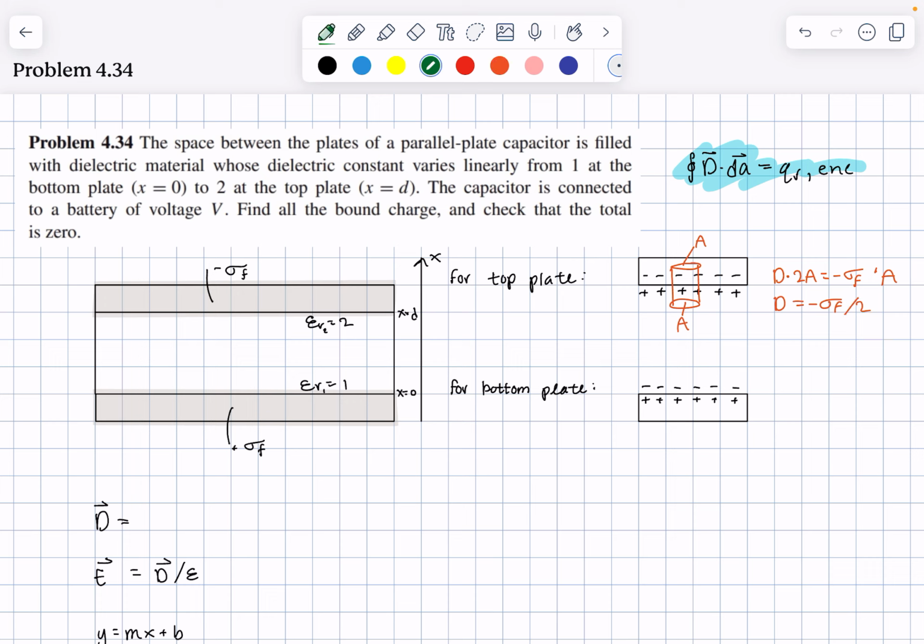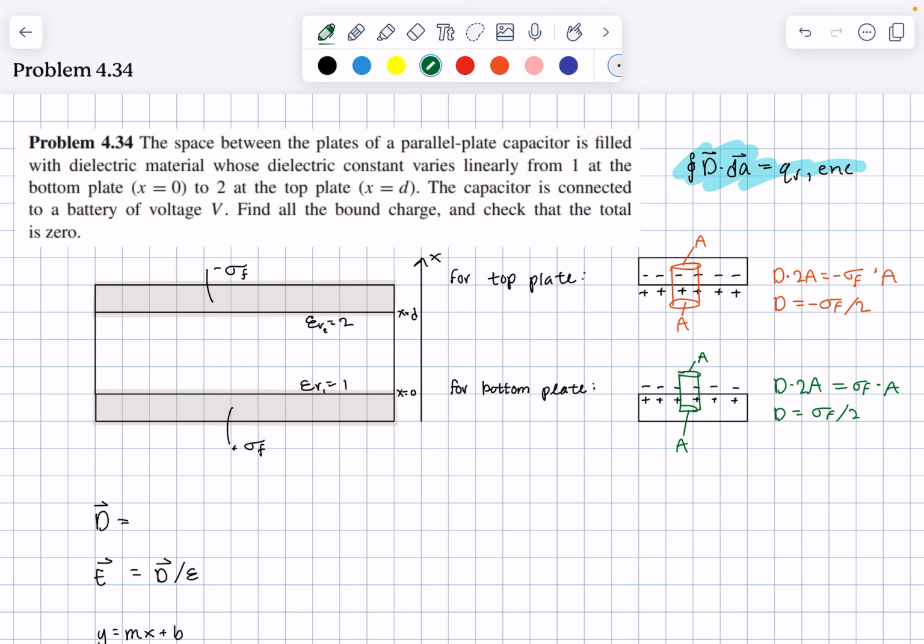Similarly for the bottom plate, we'll do another closed surface with A on top and A on bottom. So then D times 2A is going to be equal to now positive free charge density times A. So then D will be equal to positive free charge density divided by 2.